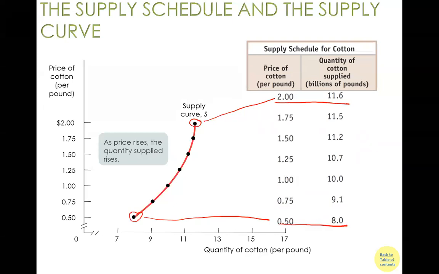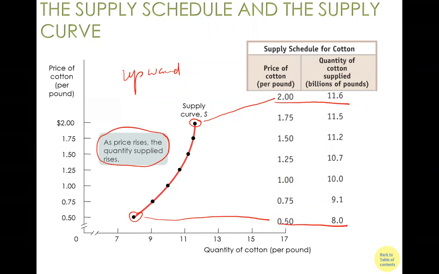Okay? And now we have a supply curve, and this supply curve is upward sloping. Okay? And this upward slope represents the law of supply. The law of supply says as the price rises, the quantity supplied rises. So this part corresponds to the law of supply, right?